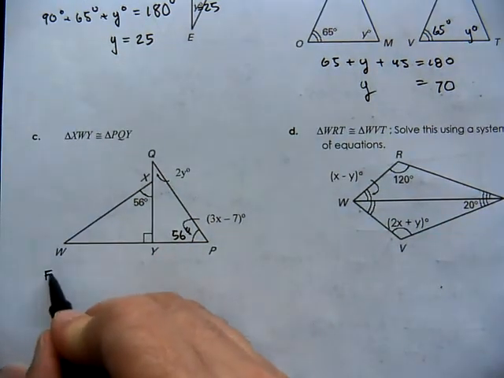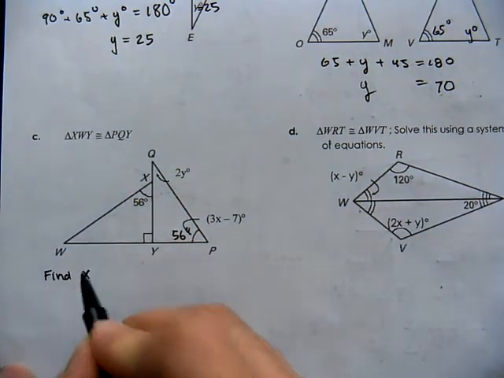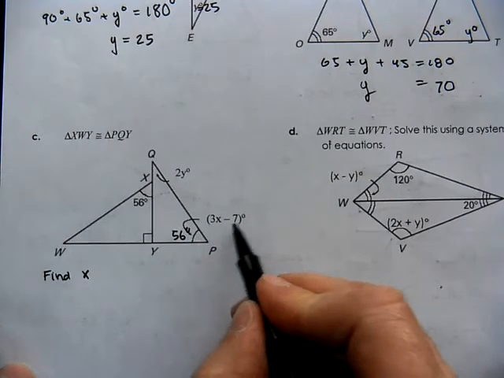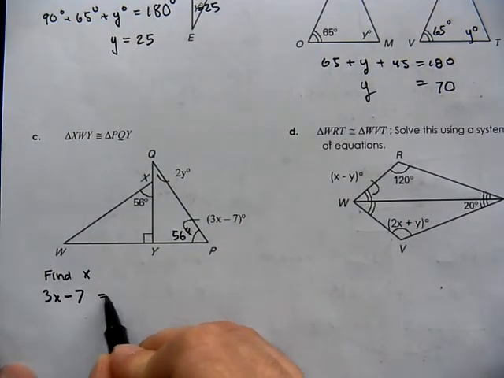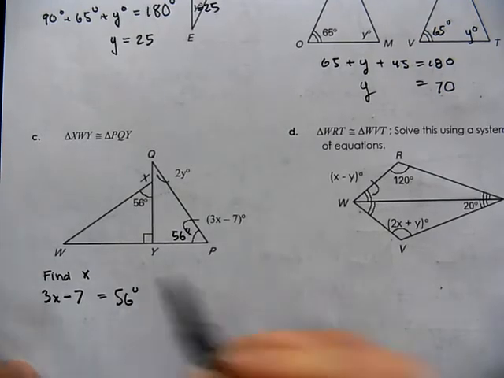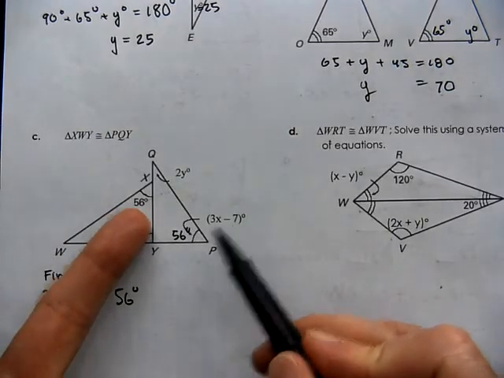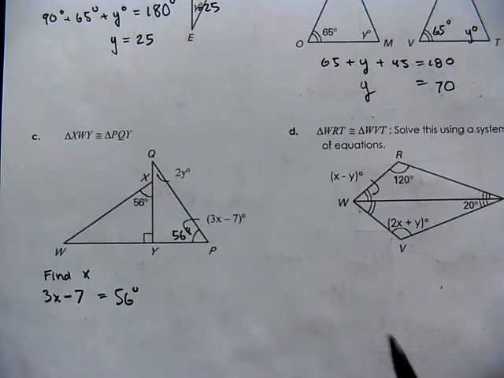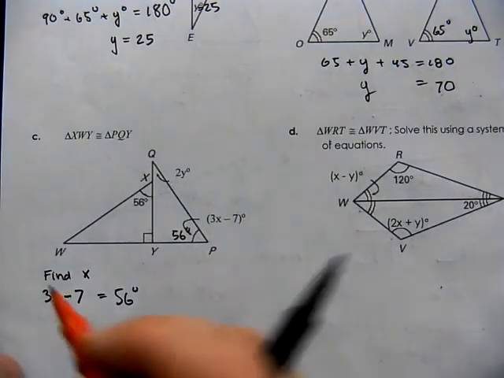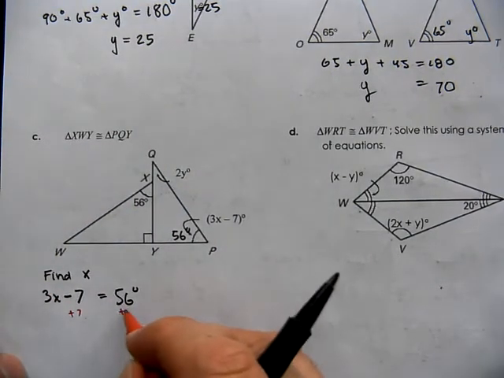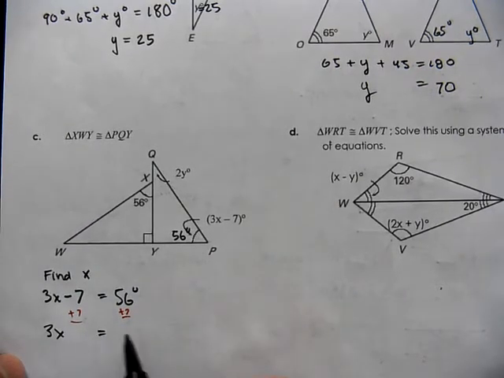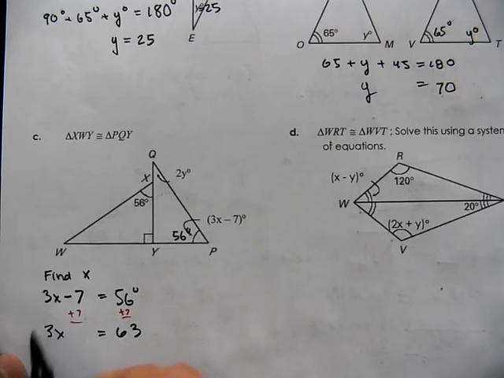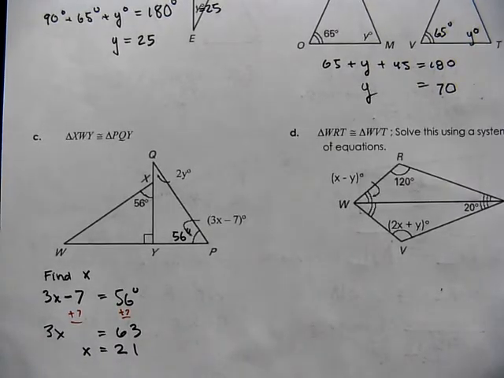So to find x, we can take this 3x minus 7 and set it equal to 56 degrees, because those two angles are going to be congruent. They'll be the same size. Alright, let's move the 7 to the right hand side. I get 3x equals 63, and then we'll divide away the 3 to get x by itself, and I get 21 as a result.